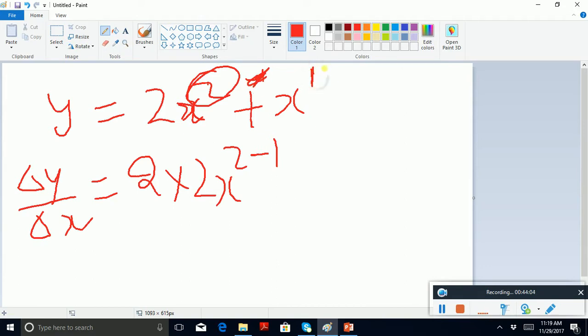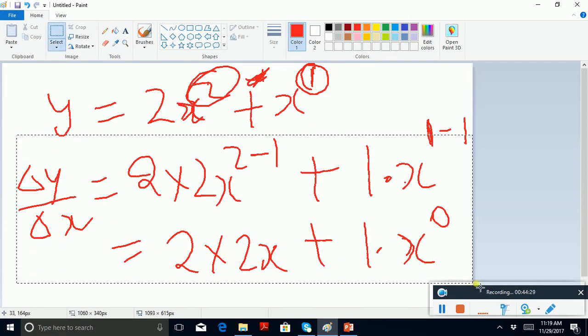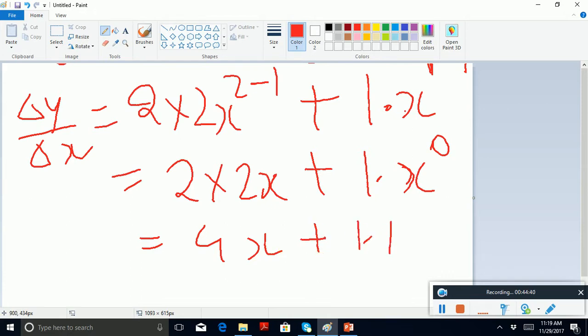So what's the coefficient of this? If I don't write anything, the coefficient of this is 1. So then 1 would come in front, and if you subtract 1 from the power, what does it become? 1 minus 1 is 0, right? So it's 2 times 2x plus 1 times x to the power 0, which is 1. So it becomes 4x plus 1. Is it clear to everyone? All of you understood how a basic differentiation works?